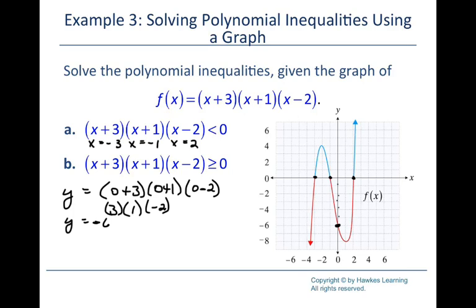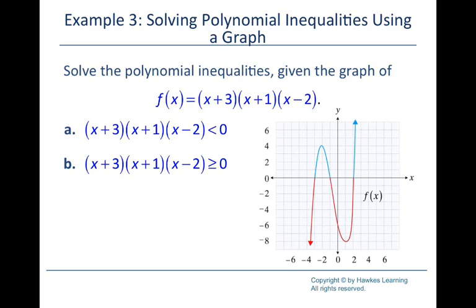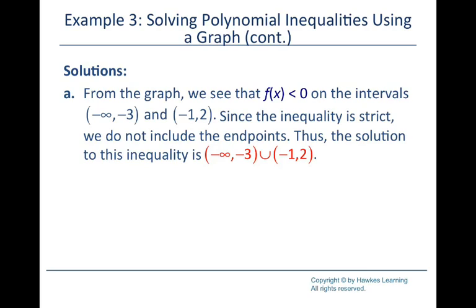Where is it less than 0, and where is it greater than or equal to 0? That's what we're looking for in an inequality. So we've got the red line. The red is less than 0. The blue is greater than or equal to 0, and it includes the points. The points on the x-axis are included with the greater than or equal to blue line. So from the graph we see that it's less than 0 on the intervals from negative infinity to negative 3.